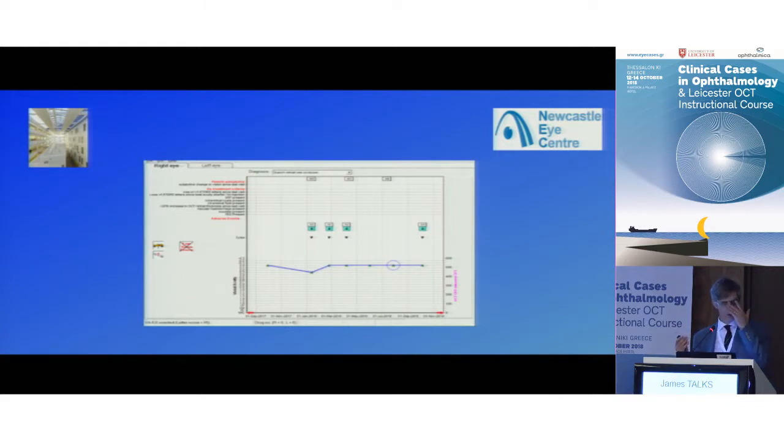So I thought that was quite an interesting example of if you just look at the cross-section, we're very used to looking for big cystic spaces in vein occlusion. Maybe we miss things if we don't look at the map as well.